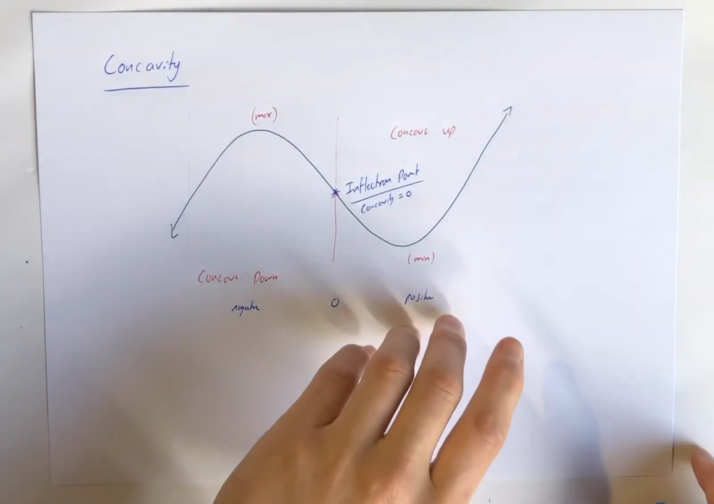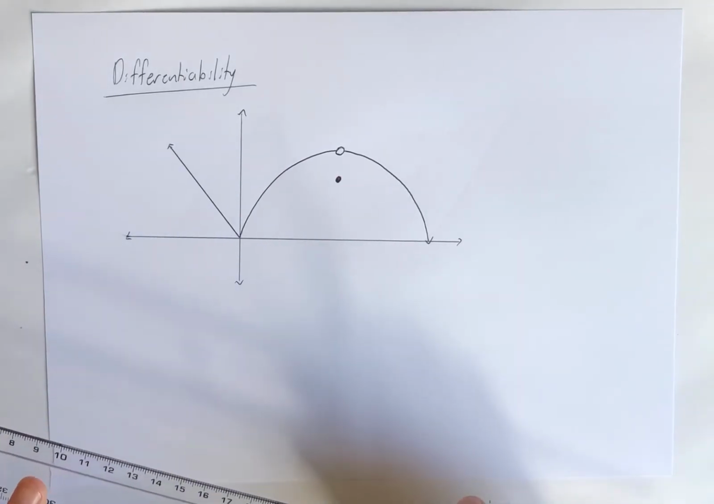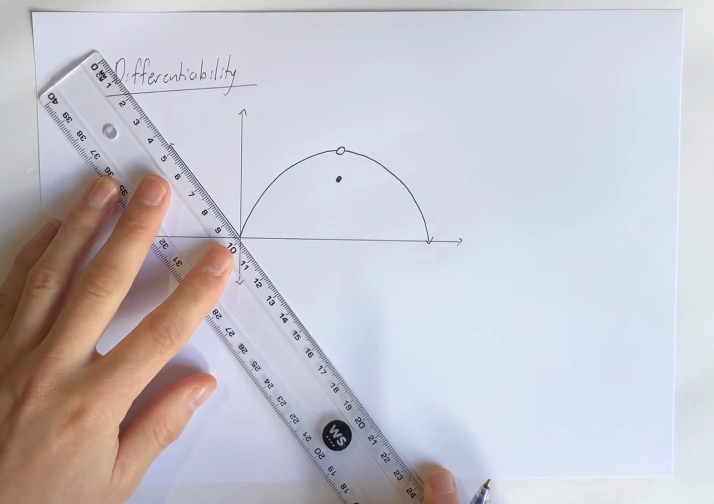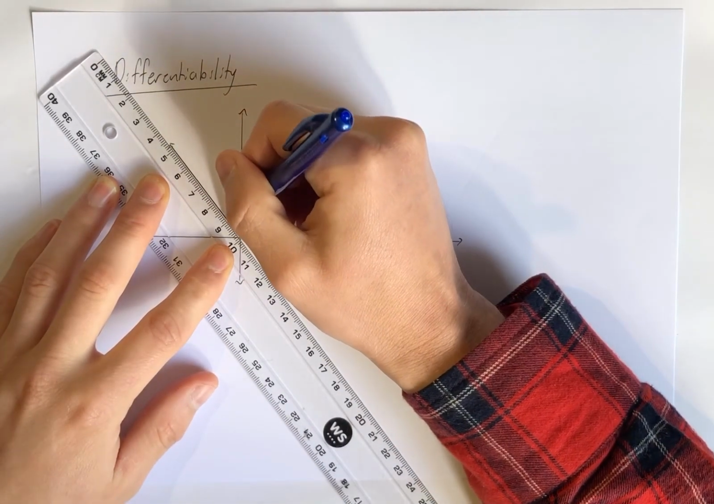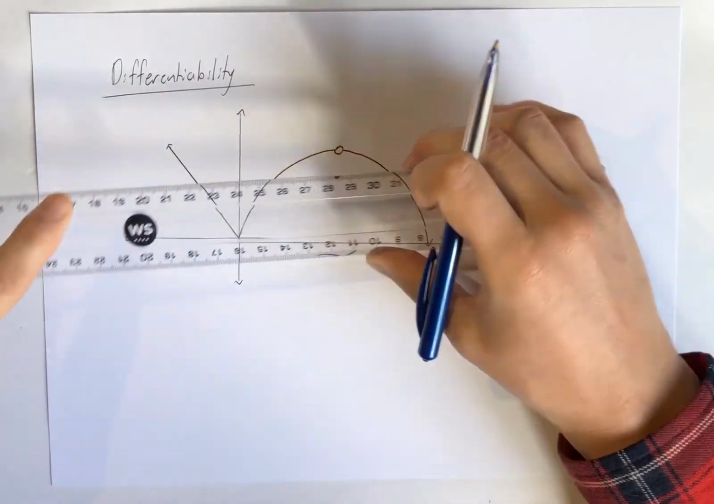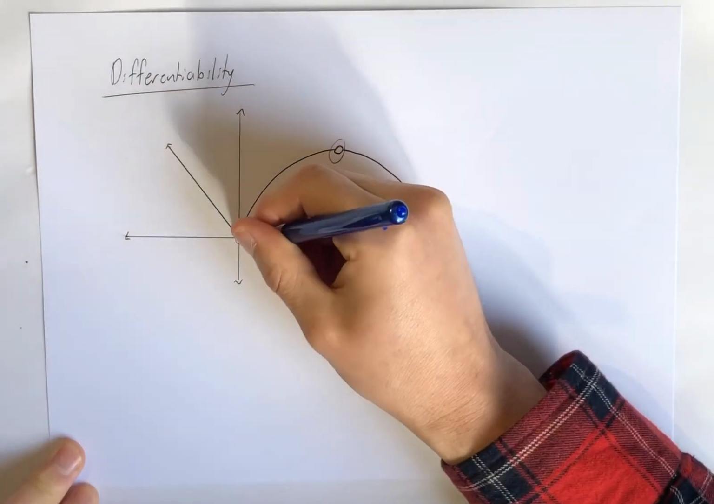Okay. The last point I want to make is differentiability. Remember what I said, you can put a tangent onto a curve and get its gradient. Luckily for us, this has the same tangent all the way down, so we get its gradient. And we can put a tangent anywhere on this curve except for at this point and this point.